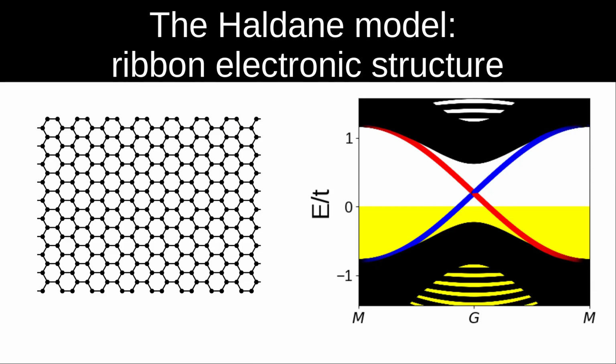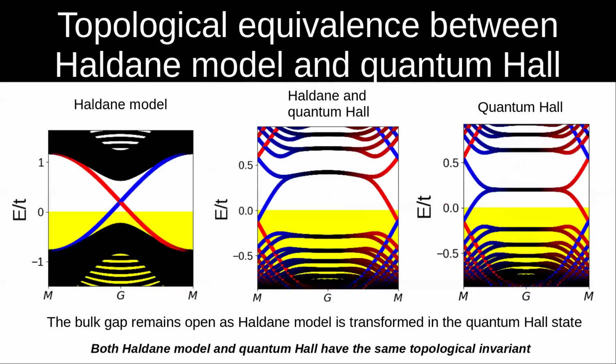Now, once we have a ribbon, we can start asking ourselves, how is this edge state actually connected to the edge state of a quantum Hall state? And the idea is that we can now just make an adiabatic connection between the Chern insulator that we have in the honeycomb lattice and the quantum Hall state that we have in the absence of a second neighbor imaginary hopping, but in the presence of a magnetic field.